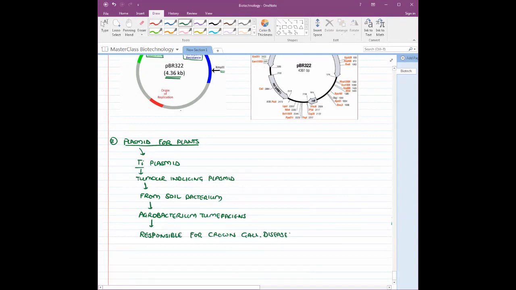Basically, guys, let's say this is your normal plant. If for any reason this plant is infected by this TI plasmid, then what you're going to see is that suddenly on the top, you are going to see a tumor coming out like this. And this tumor is called your crown gall tumor.